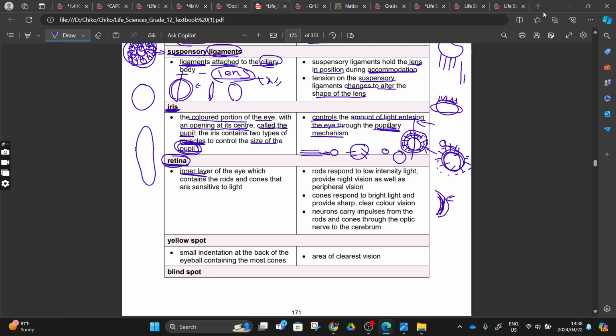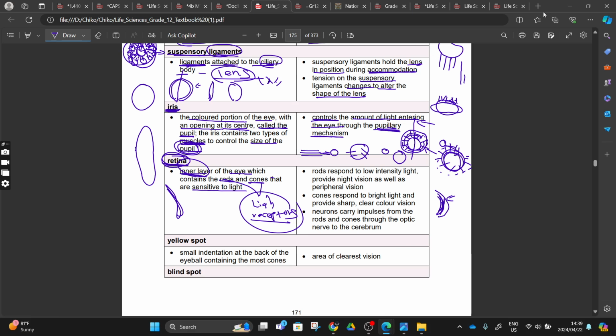This is the inner layer of the eye, which contains the rods and the cones that are sensitive to light. We say the rods and the cones, these are the light receptors, right? So you can say our retina is an inner layer that contains light receptors. Right? So the function of that layer is to do what? It is to receive the light.